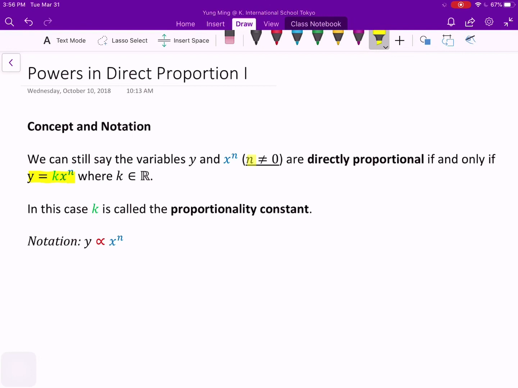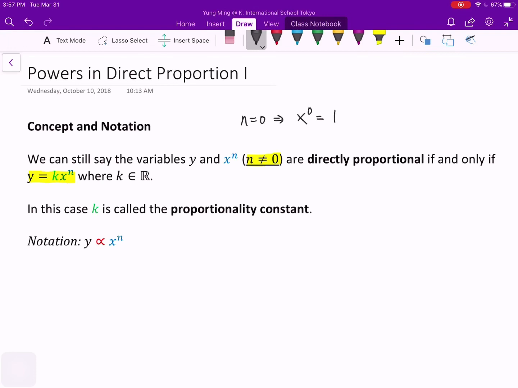The only thing that we need to notice is n cannot be equal to 0. Okay, because if you have n equals 0, you're going to have x to the power of n equals x to the power of 0. That gives us 1. Right? Anything to the power of 0 will give us 1. You're basically comparing y and 1, which is not a variable. Okay? In this case, the k is still called the proportionality constant.